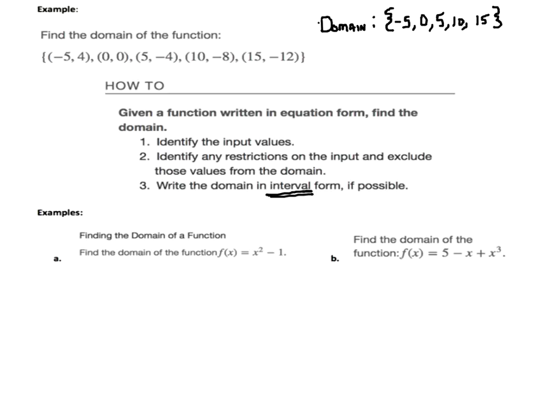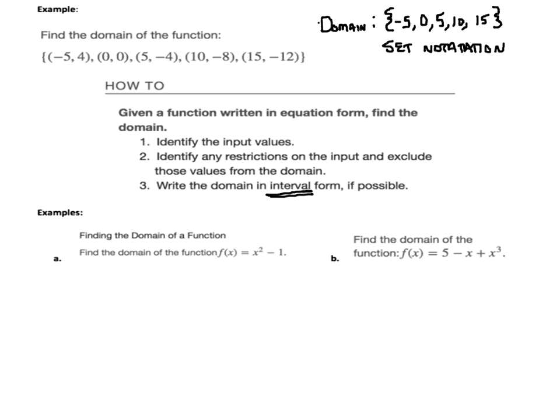We were not able to write interval notation for this top example here. This is set notation, because it's just a set of points. It doesn't continuously stream from -5 up to 15. It's simply these separate values: -5, 0, 5, 10, and 15. To be able to write an interval, it has to be continuous.